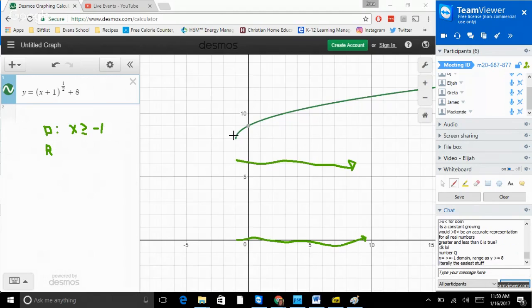Our range talks about our y's. So the range is like this way, right? Y has to be greater than or equal to 8.